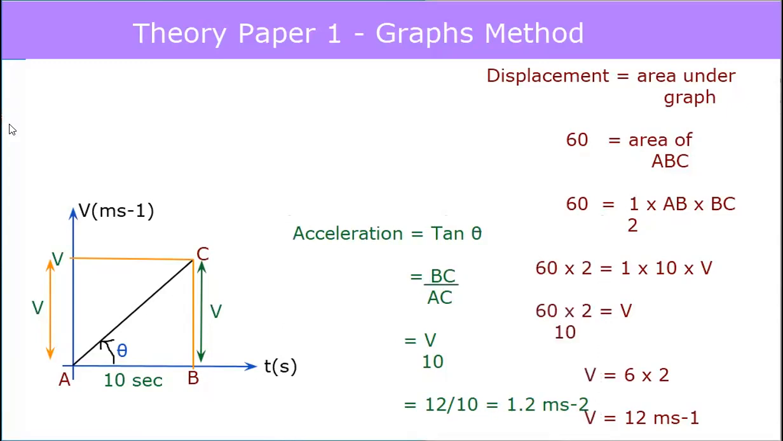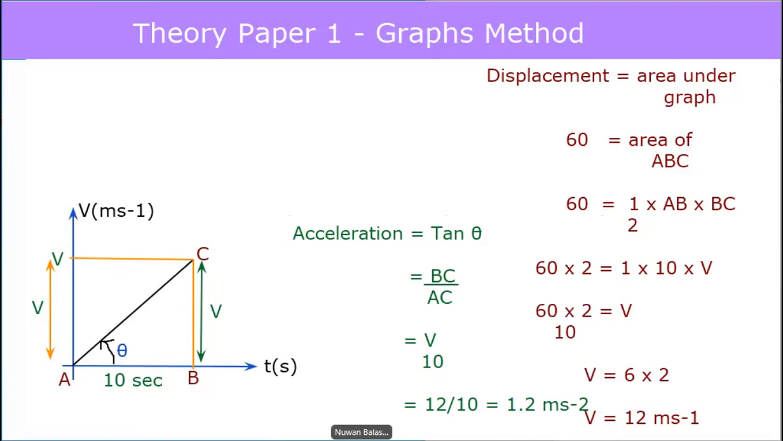In graphs, there is no method to show you their direction, right? You have to draw a figure, and if you want, you can mark the direction of velocity, direction of acceleration, direction of displacement. So on the graph, there is no way to mark any direction. You have to draw a figure. On the figure, you can mark all the directions. Right?